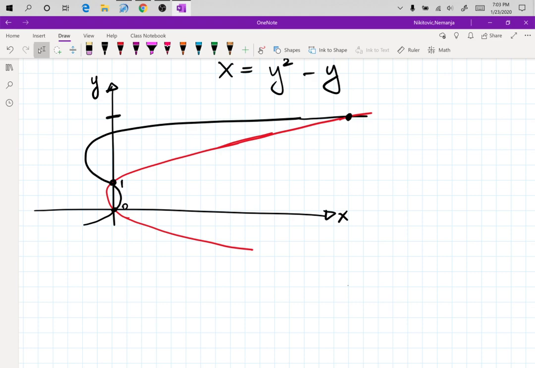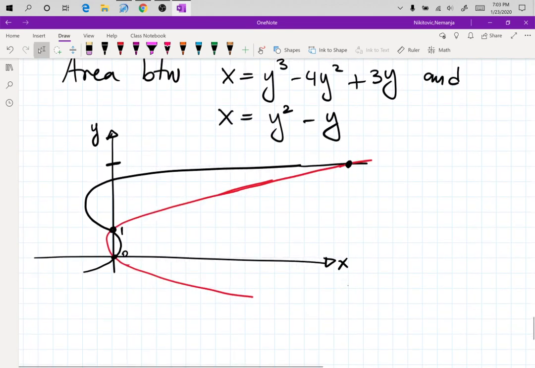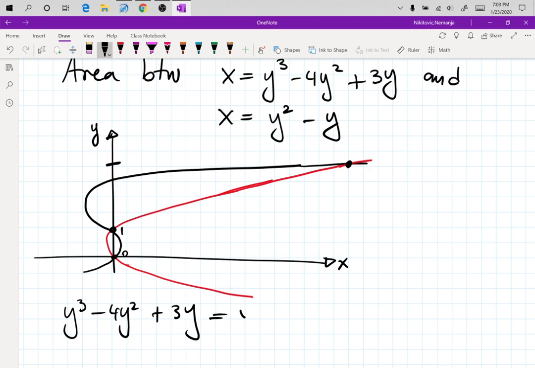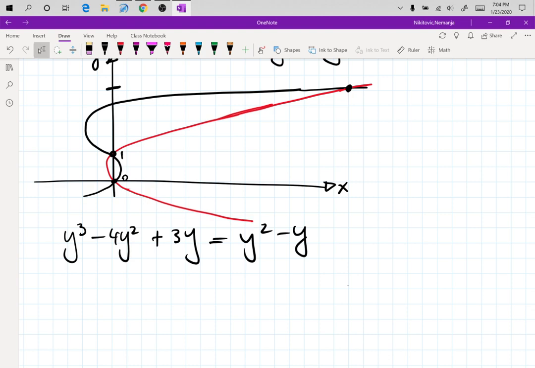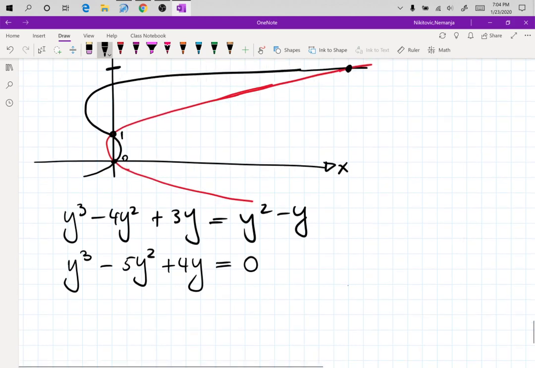So there are ways in which you can determine what that number is. As usual, we are going to set these 2 equations equal to each other, which means I'm going to have y cubed minus 4y squared plus 3y equal to y squared minus y, and then put everything on a pile, which is y cubed minus 5y squared plus 4y equal to 0.